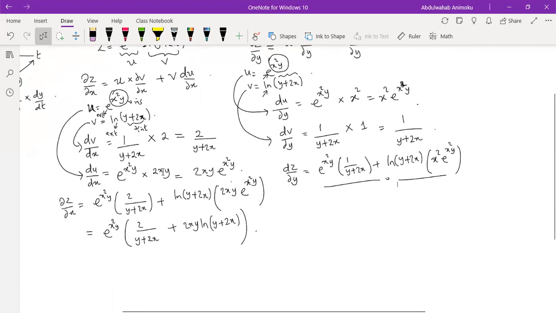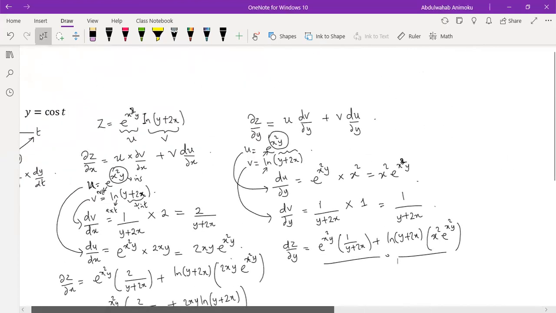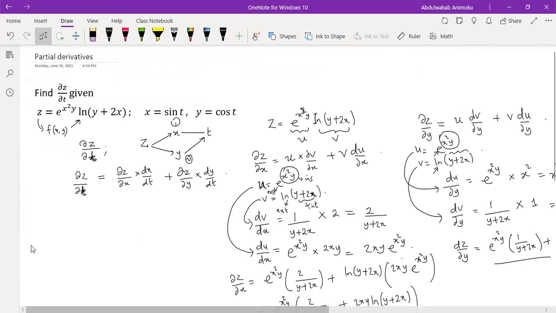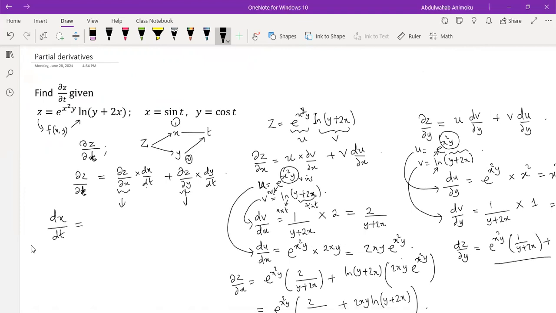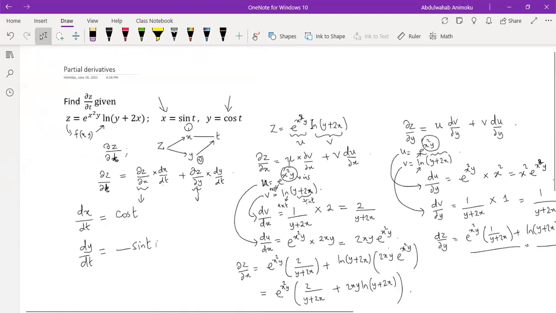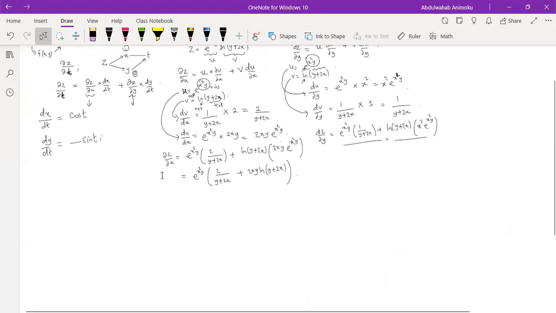Now that we found this, what is left? Remember, when we come here, we've gotten this. What is left is dx dt. So we can quickly get that. Dx dt is just the derivative of this function with respect to t, which is just cosine t. And then dy dt is also very easy, the derivative of this function with respect to t, which is just minus sine t.